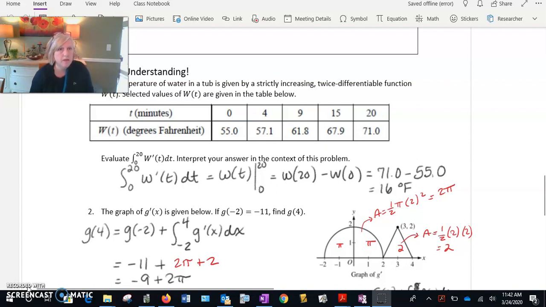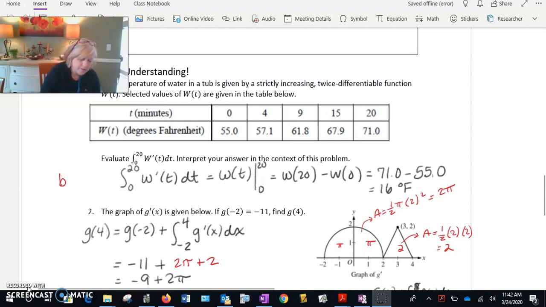Now, the big thing with this first question is a lot of times you get a little confused because you're like, well, they didn't give me W prime of t, because you're so used to doing the area under the curve. When you look at this, you initially think you don't have enough information, and maybe you try to graph W of t and then look at area for that. But what you have to remember is this is the second part of the fundamental theorem.